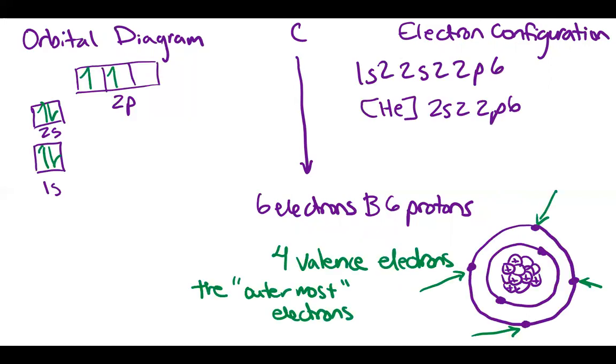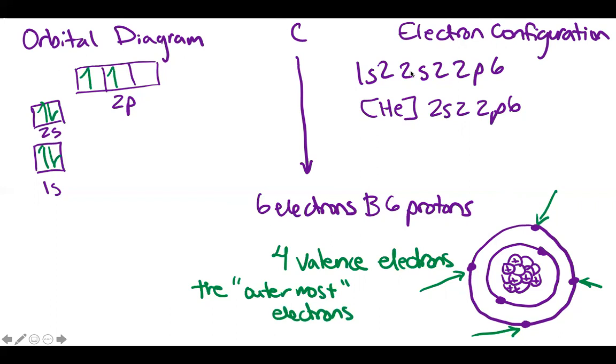So we have our first box for 1s, our second box for 2s, and our third set of 3 boxes for 2p. And because carbon has 6 electrons and 6 protons, I'm going to fill each box singly and then pair, fill, and then pair. And then I'm going to fill singly my 2p orbitals. Notice, here's my electron configuration for carbon. I'm going to represent that with our square brackets for helium, 2s2, 2p2. This is the short configuration. This is the long configuration.